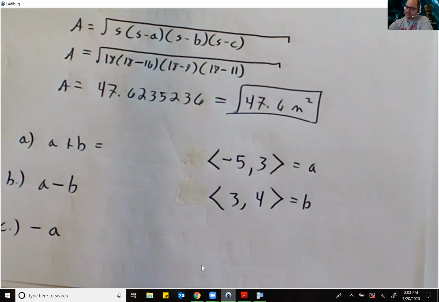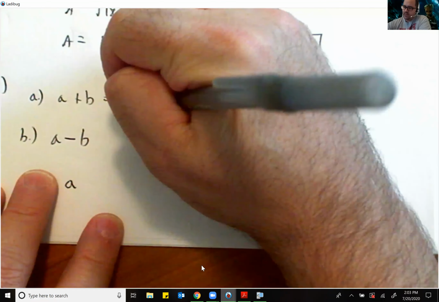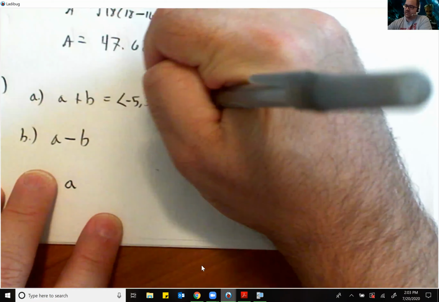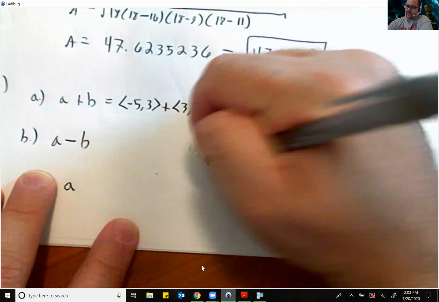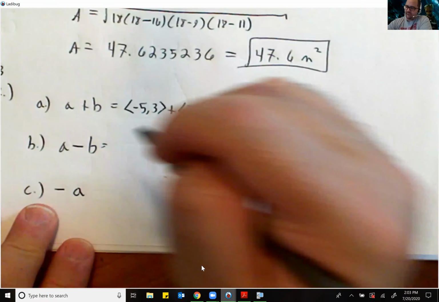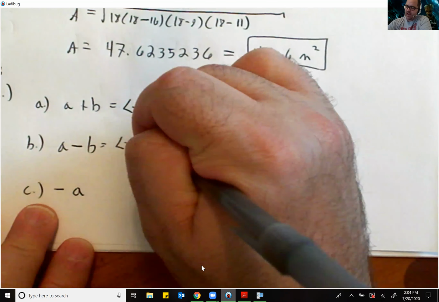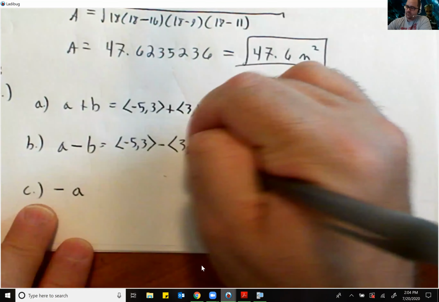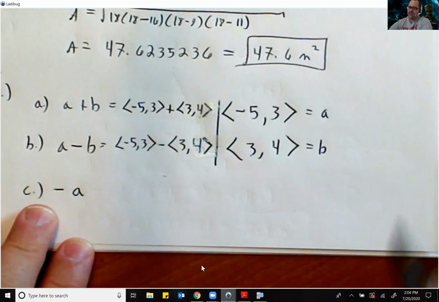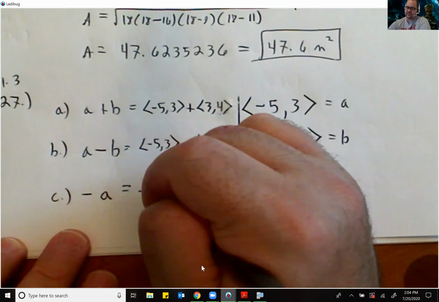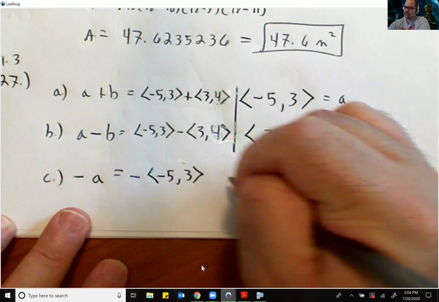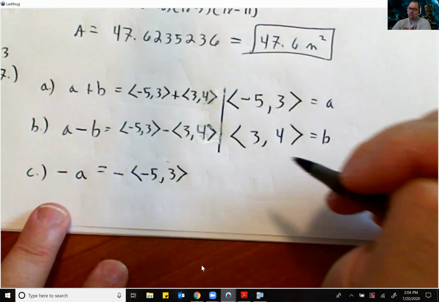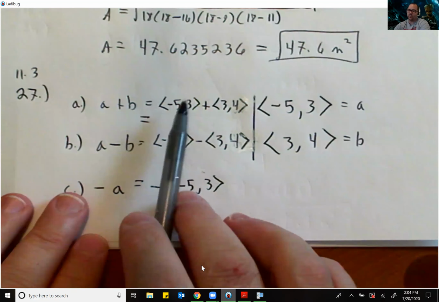So all we're going to do is take vector A, which is -5, comma 3. We're going to add that with vector B, which is 3, comma 4. And then down here, we're going to take that same vector, -5, comma 3, and we're going to subtract 3, comma 4. And then the last one, we're just going to take the opposite of -5, comma 3.